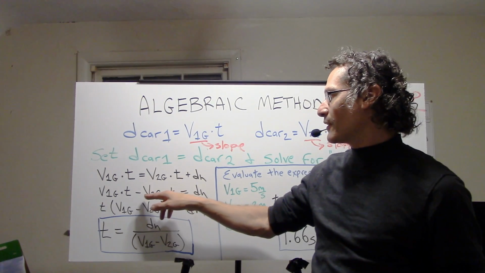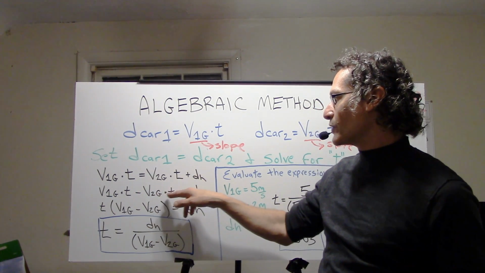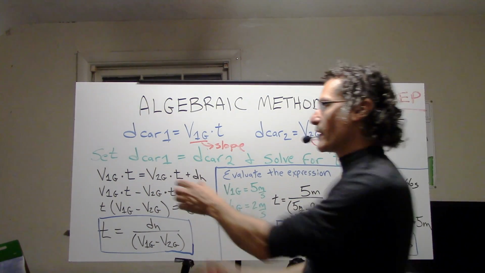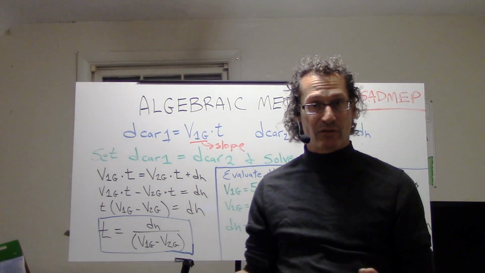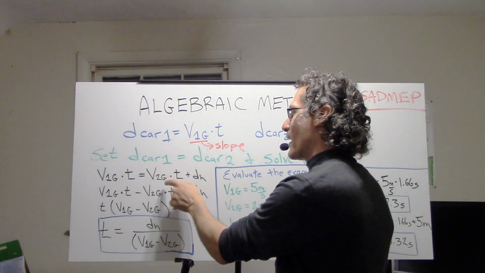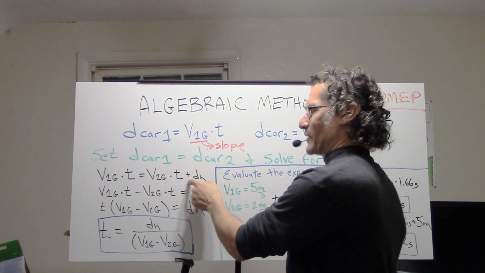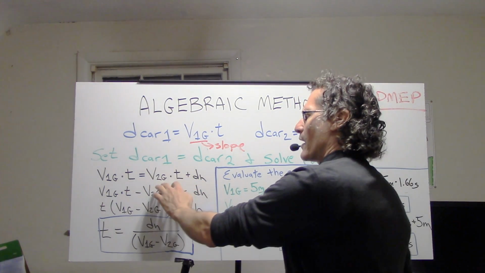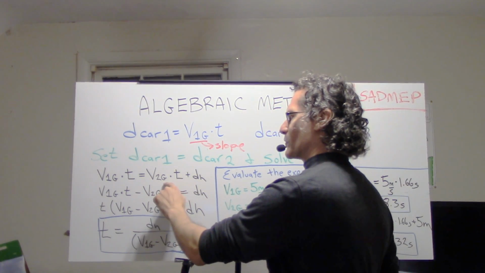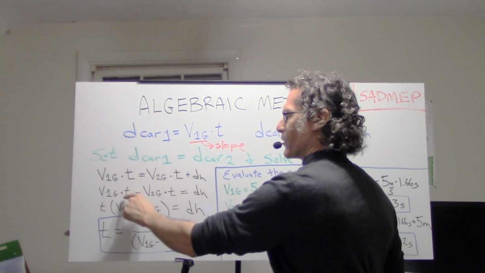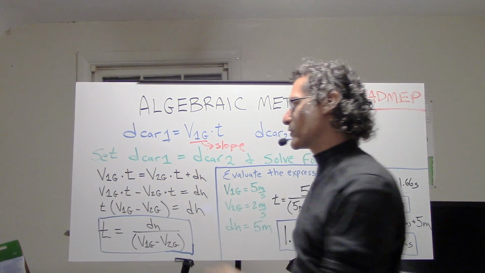v1g times t minus v2g times t equals dh. What I've done is use SADMAP. I've noticed I've got like terms. I've got to combine like terms on the same side of the equation. So this one was a little bit messier here, right, with the dh. So ironically, I'm isolating it, but only temporarily. So I am subtracting out this v2g and putting it on this side. So we have this expression here.